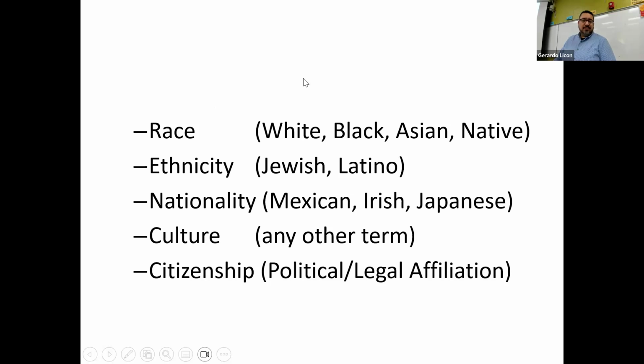When we talk about race, we might use terms like white, black, Asian, or native. When we talk about ethnicity, some examples would be Jewish or Latino. When we talk about nationality, we'll look to using the names of countries, nations, to help describe different people. Culture can be anything. There are a lot of different cultures and subcultures. There's a lot of possibilities. Citizenship is political or legal affiliation.